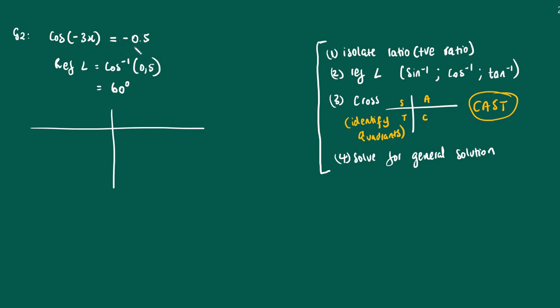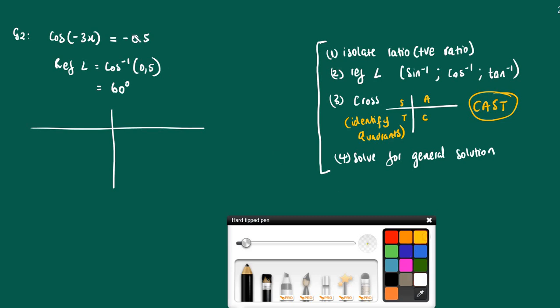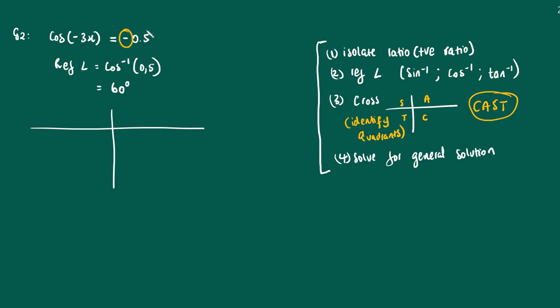To find the quadrants, where is cos negative? Remember, you look at the sign of the number, right? It's negative, so you say where is cos negative according to the cos diagram. Cos is negative in this quadrant and that one, isn't it? So it means that you know that it is in quadrant 2 and then in quadrant 3. That is where it's negative.